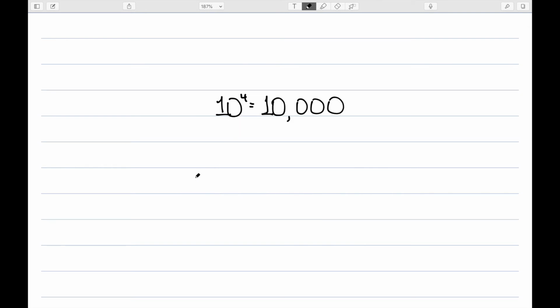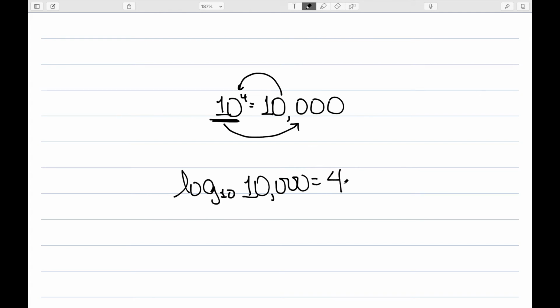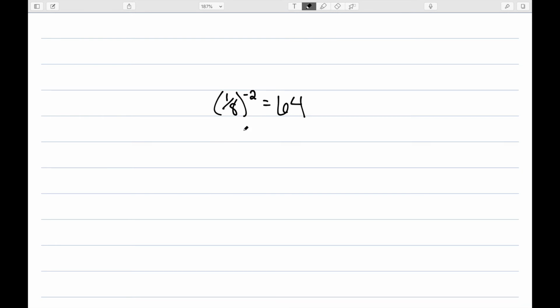10 to the 4th equal to 10,000. Once again, the base of our exponent is the same as the base of the log, and then we spiral around. Log base 10 of 10,000 is equal to 4. 1/8 to the negative 2 equal to 64. So we're going to start with our base, which is 1/8. We're going to take the log of 64, and this should be equal to negative 2.